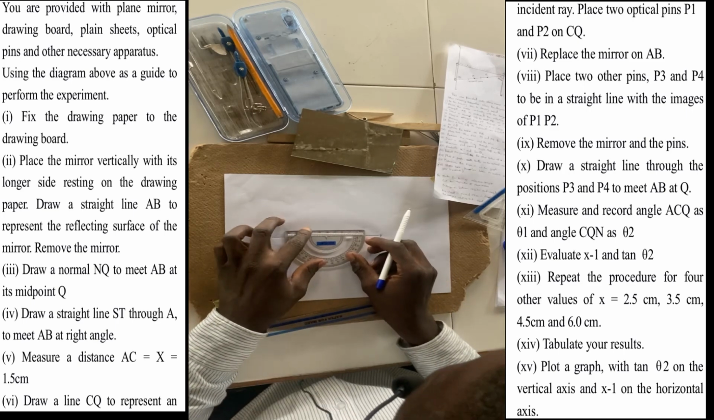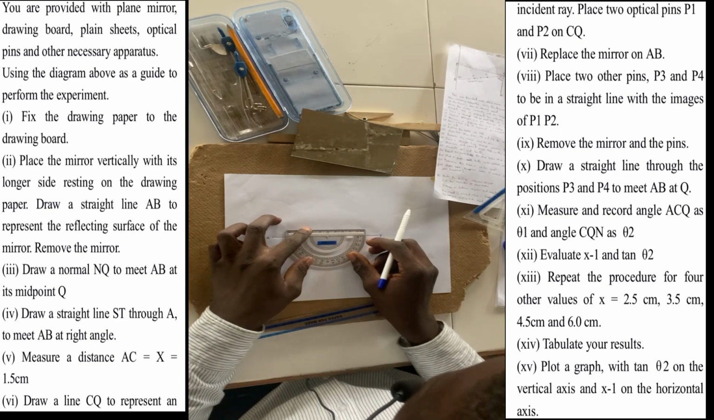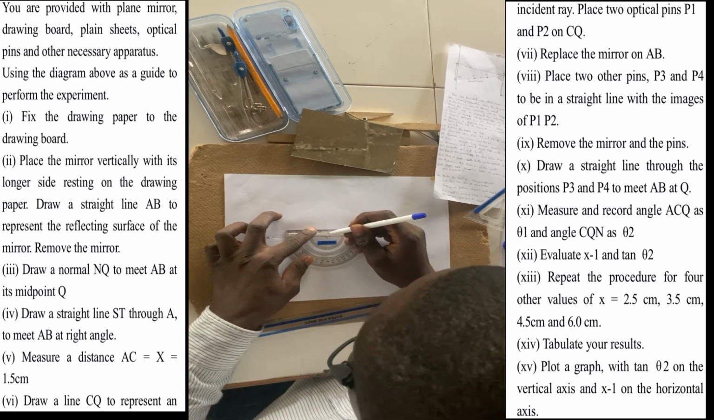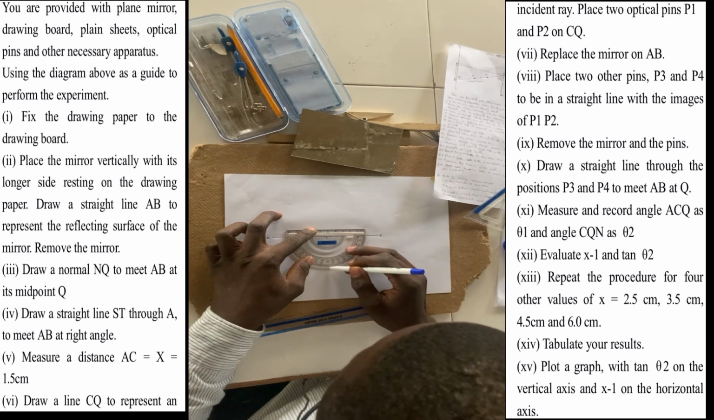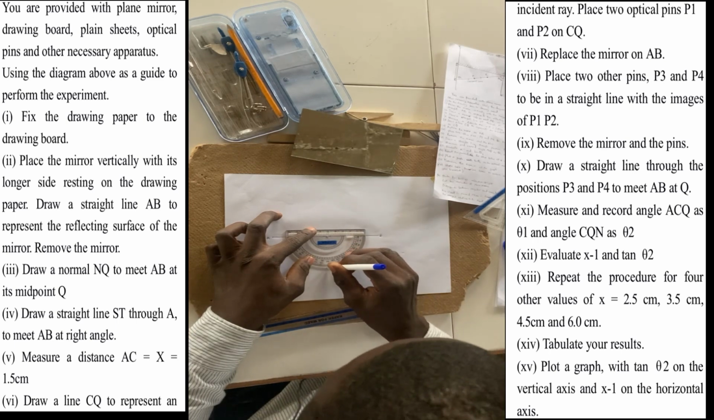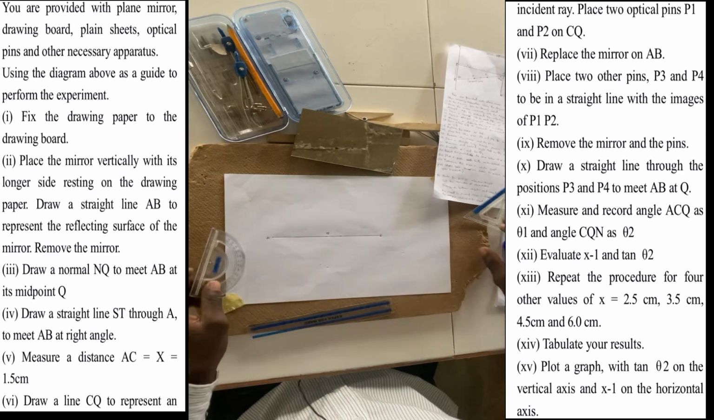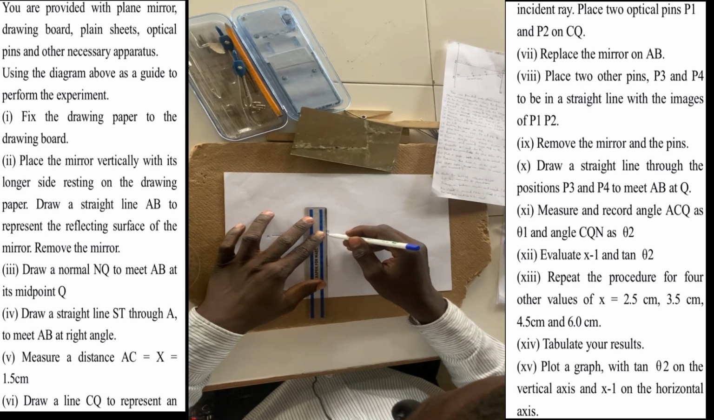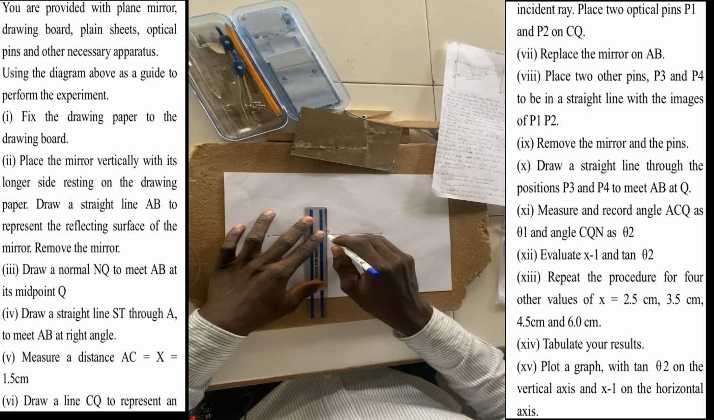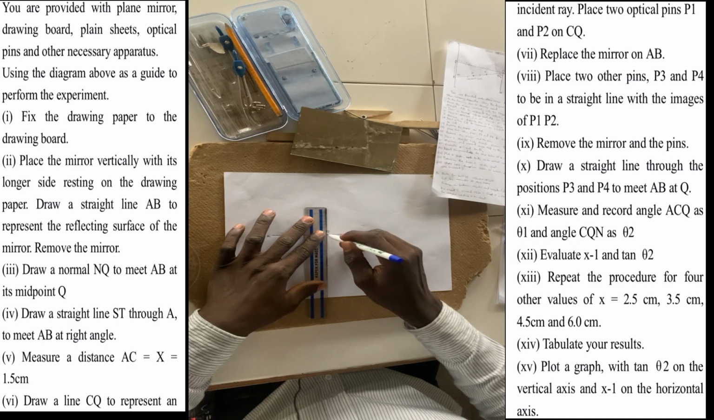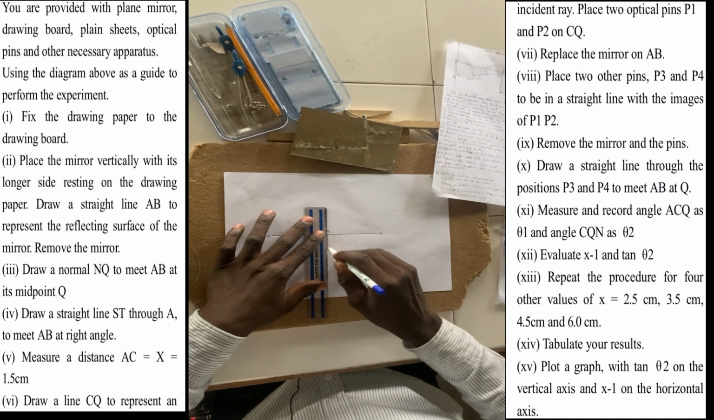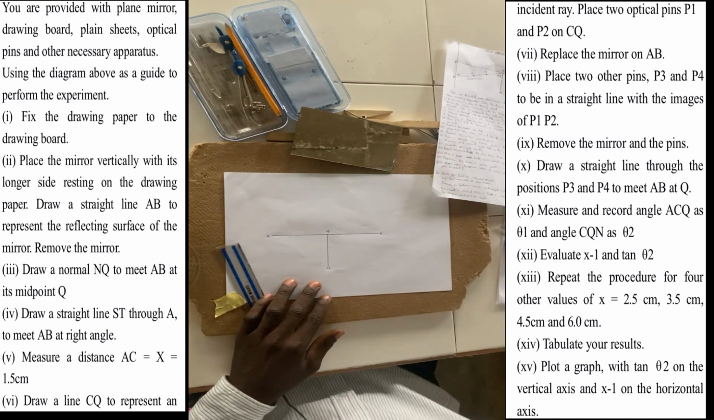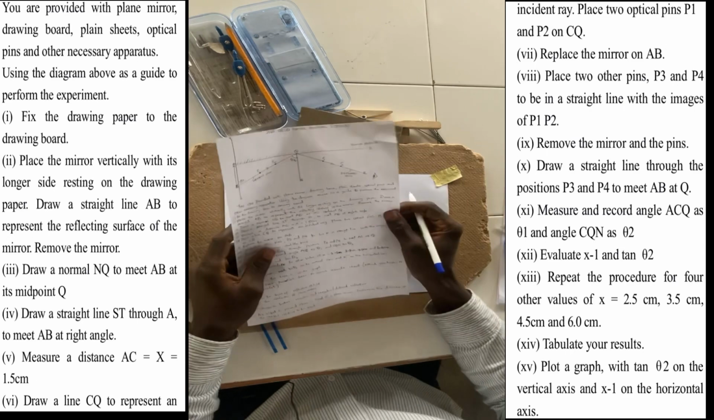So I place the protractor on this, making sure that the middle point is exactly on the point. Then mark the angle 90 degrees. So we have the normal here, which is the normal NQ. We have N here. So these are the normals according to the question here.